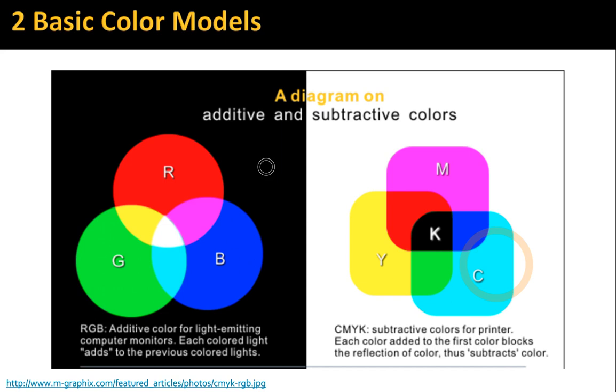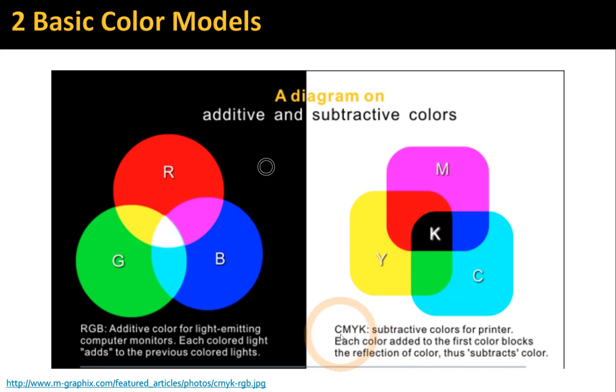One is called the additive color mode. That's the RGB color mode, where you add red, green, and blue together, and the more that you add, the closer they get to white. The other one is subtractive, or CMYK, and that's where when you blend the different colors together, they get darker. And you'll notice that if you put yellow, magenta, and cyan together, it equals black.